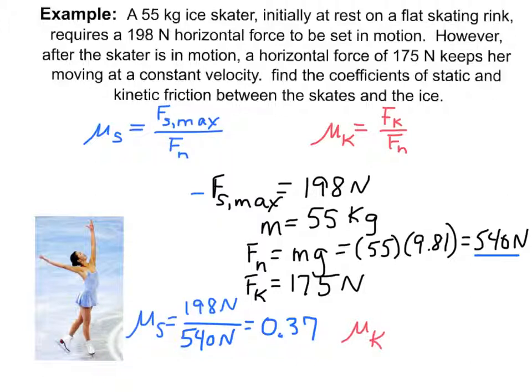Now let's find the coefficient of kinetic friction. So we're going to take the force of kinetic friction, which is 175 newtons, and divide that by the normal force, which is 540 newtons. And we get 0.32 for the coefficient of kinetic friction. And we can ask ourselves, does this make sense? Yes, the coefficient of kinetic friction is going to be less than the coefficient of static friction because it takes less force to keep her in motion than to initially overcome the maximum static friction force.